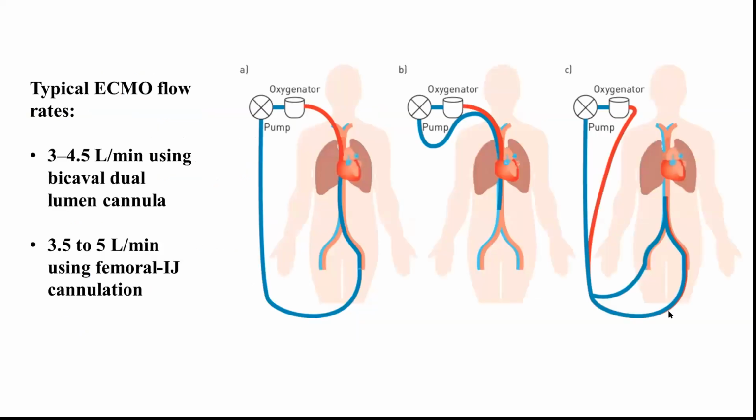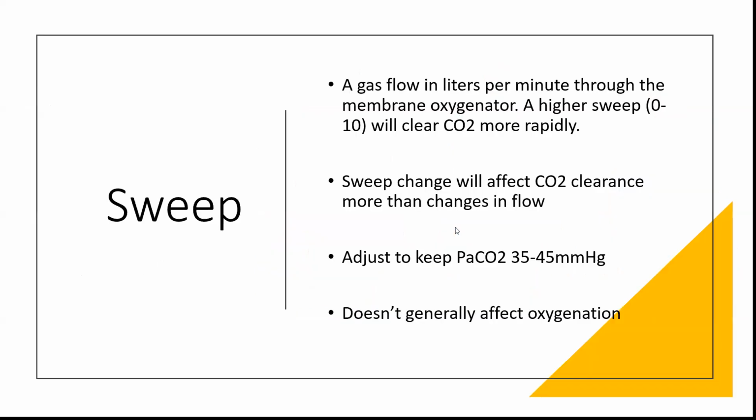So typical flow, and these are a little bit underestimated, but typical flow. So configuration here would be, can anyone describe it for me? Good. Yeah, so these two here are going to end up having the higher flows, which says about 3 to 5, and the dual lumen will have a little bit lower, 3 to 4.5, but again, there's some give and take with those numbers.